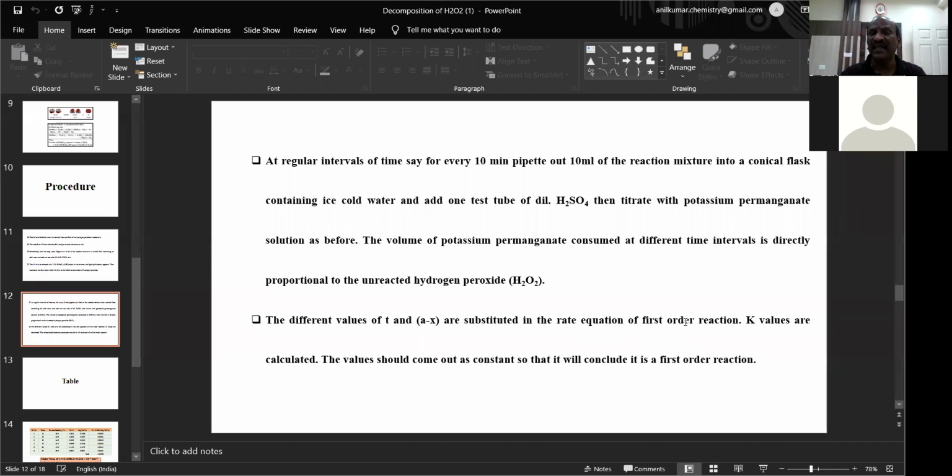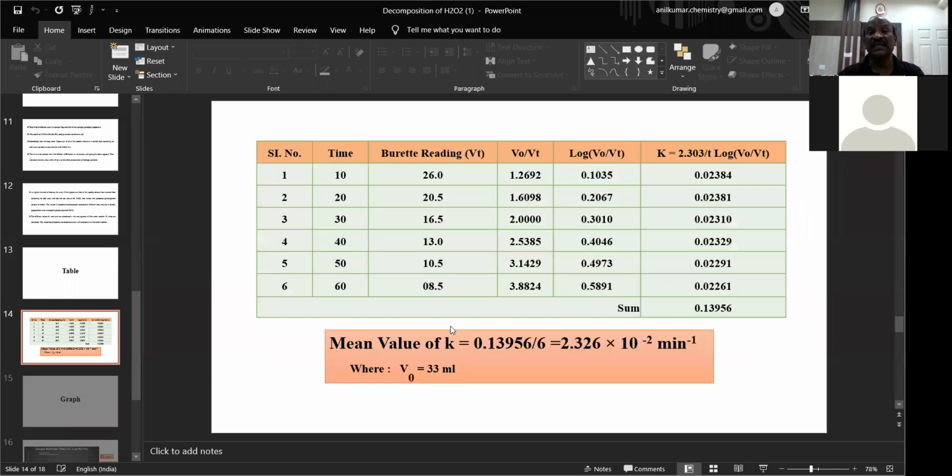KMnO4 is what we will get here. A means the initial concentration, and X is the moles of hydrogen peroxide decomposed. Whatever is left at 10 minutes, 20 minutes, 30 minutes, that is the concentration of hydrogen peroxide, which is A minus X. So next we are going to take the tabular form here.